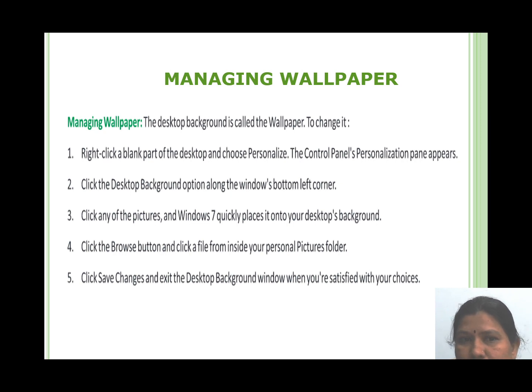Just right-click on the desktop and choose Personalize. The Control Panel personalization pane appears. Click on the Desktop Background option at the bottom left corner of the window, and click any picture of Windows 7 to quickly place it as your desktop background. If you want your own personal pictures on the desktop, click on the Browse button and choose a file from your personal pictures. Whatever changes you made, just click on Save in the Desktop Background window when you are satisfied with your choices.